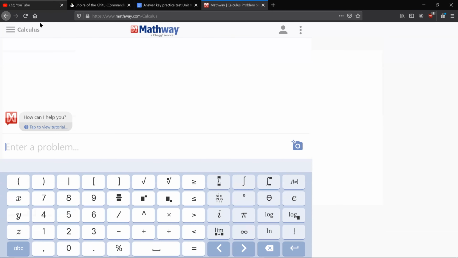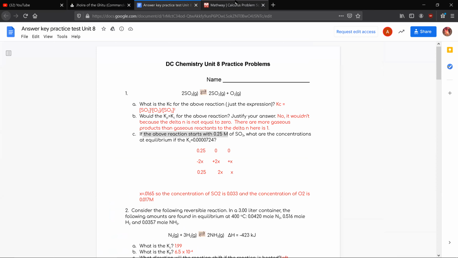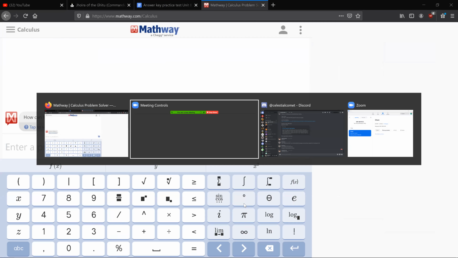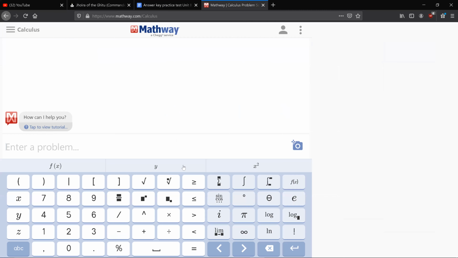Go to Mathway. If you're on calculus, this is actually easier. You look at all your numbers. So I had it as, oh, wait a minute. No, sorry.